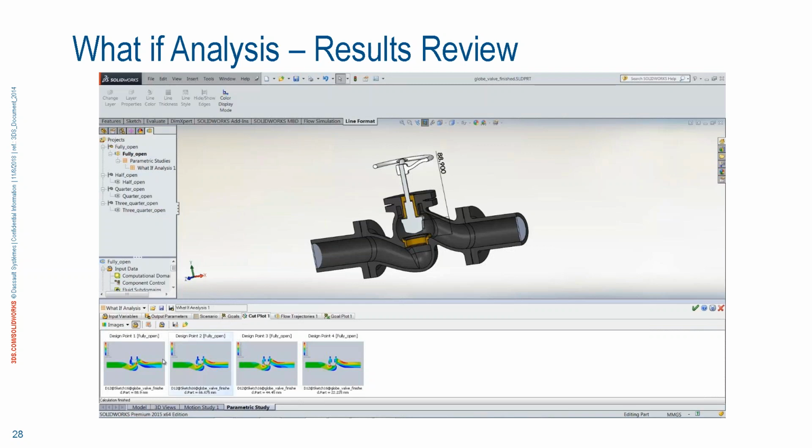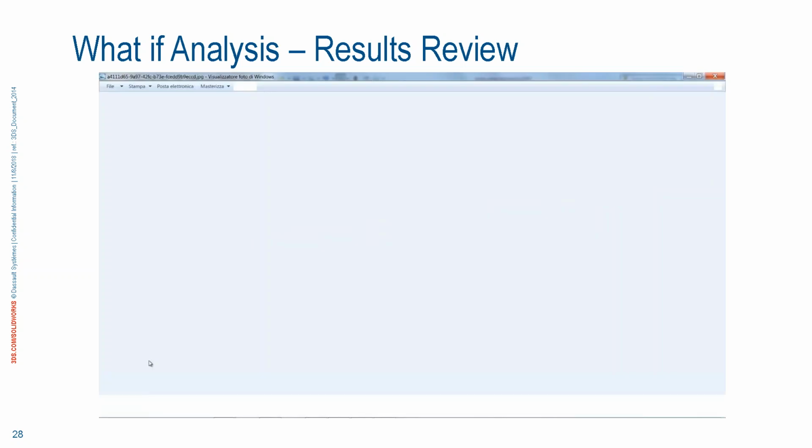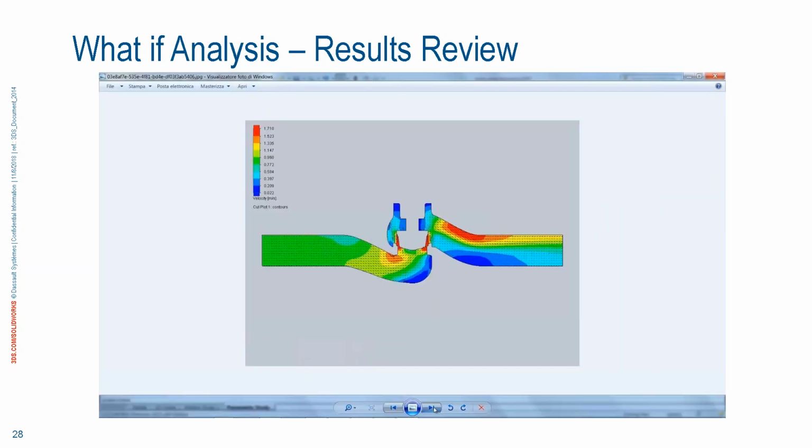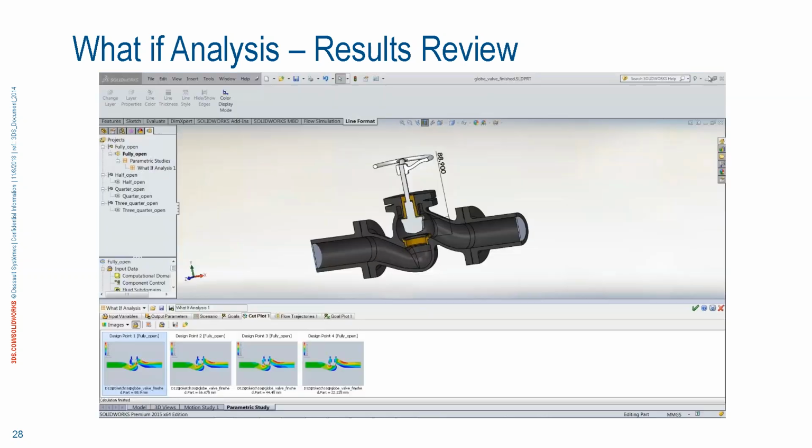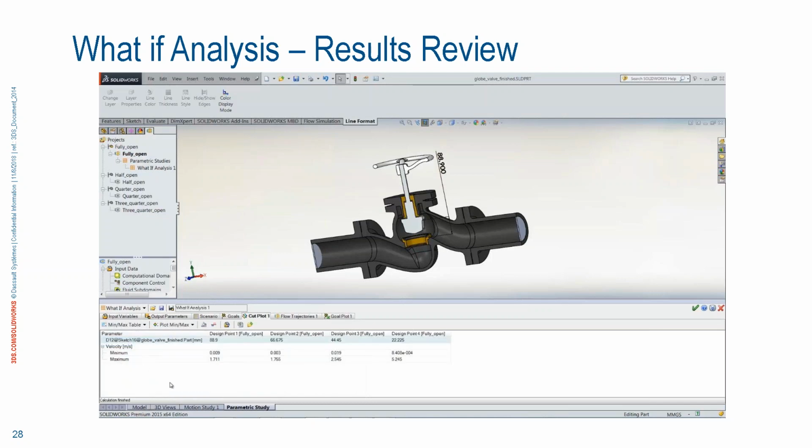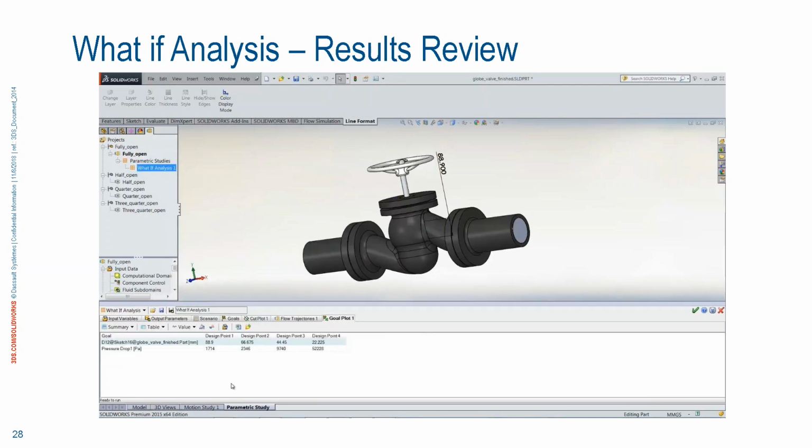You can click on the cut plot, and the flow simulation will show in one interface the pictures of the cut plots for the 4 cases. But you can also have a look at the min and max values of this pressure drop directly from this interface, of the max pressure that was derived from the cut plot. And then you can also have a look at the goal plot.